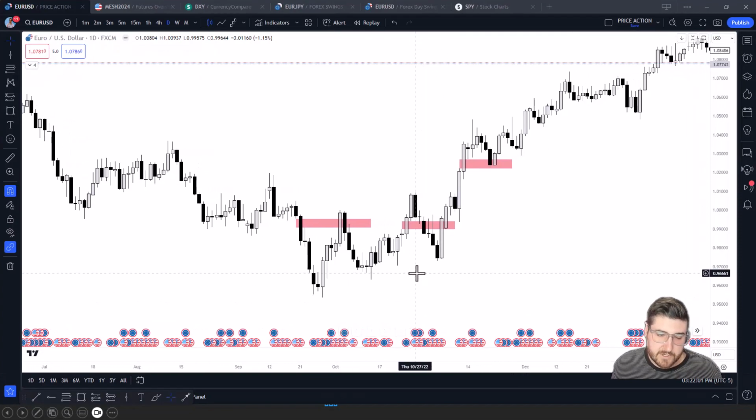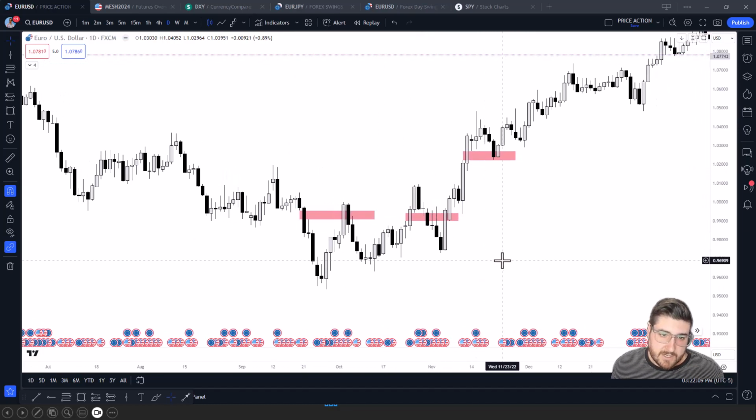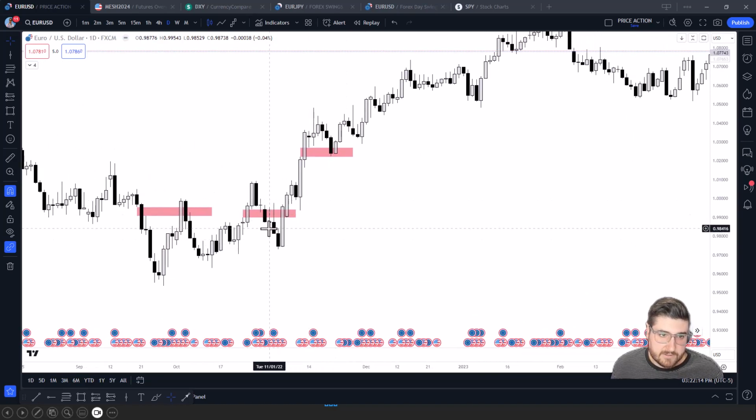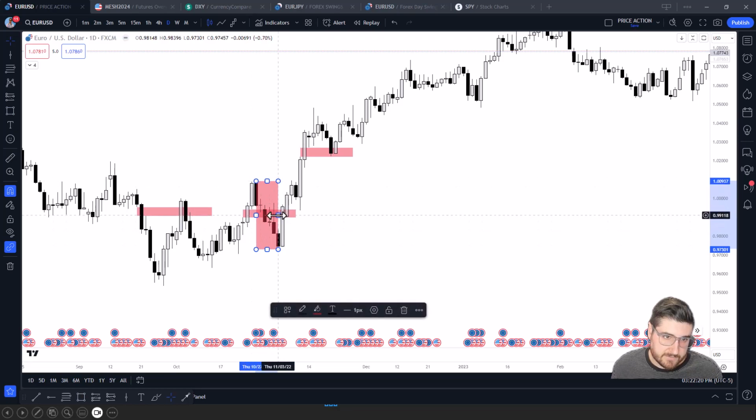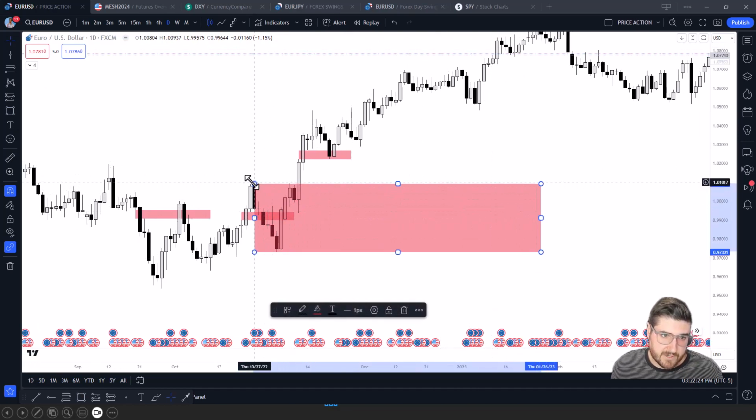Order blocks are where price is pushed down or up and just to go the other way. So a good one would be this one. Say price ever comes back into this area, it would be supported. And the reason why we're using this big area is because it's all consecutive down close.